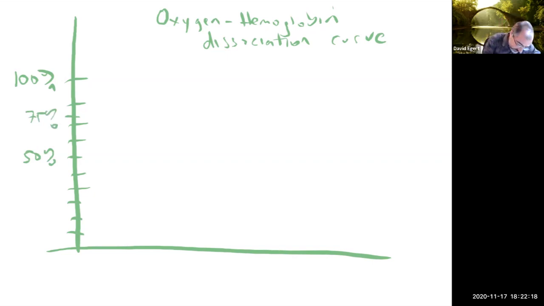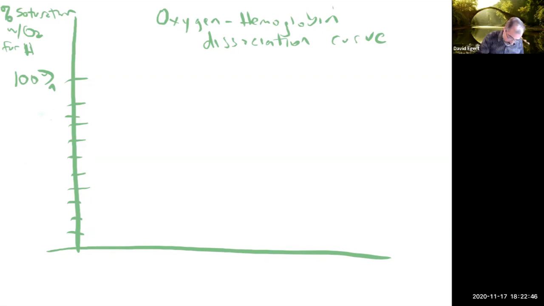So this is going to be percent saturation with oxygen for hemoglobin. I'm going to write Hb for hemoglobin. 10, 20, 30, 40, 50, 60, 70, 80, 90. Oh, this will be 100.